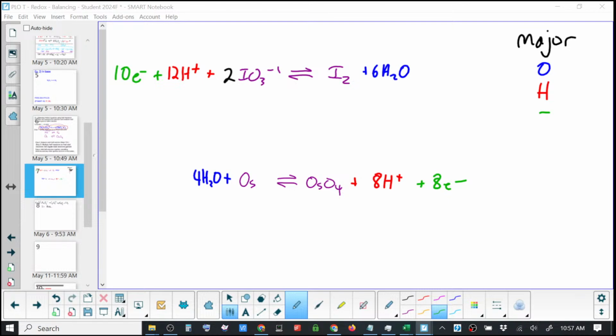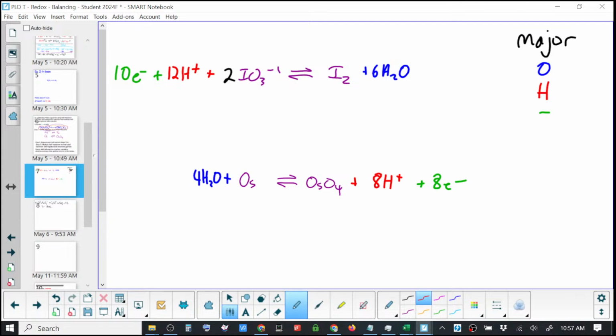Wait, what did you do last one? I just added one and canceled. 4H2O, that's plus 8 OH minus. Oh, you didn't convert it into OH minus. We're not drawing it. It's not in base. So once you have both your equations, you can stop.